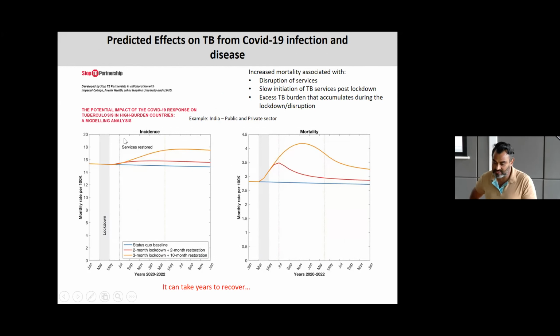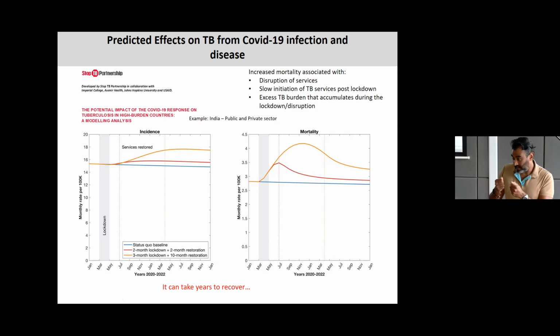So basically what you see here are two graphs, one of incidence and one of mortality, right? And this is basically the incidence and mortality for tuberculosis. And the different lines are, the blue line was the trend we would have had had we not had a lockdown and disruption of healthcare services. And what you see with the red line is, well, if we had a 2-month lockdown and restored services after 2 months, what would incidence look like? And then the orange line is a 3-month lockdown, and then restoration of TB services over a period of 10 months. And what I want you to notice is that we never get back to the blue line. No matter what we do, we never get back to the blue line.